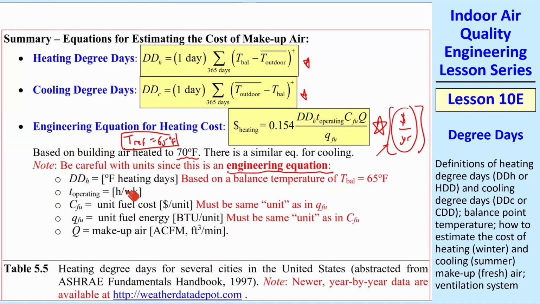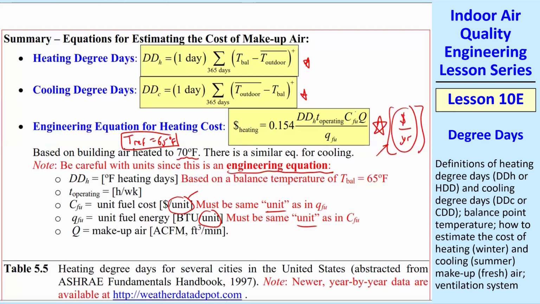T operating is the number of hours per week, and that's often 24/7, 7 times 24 hours per week. But a business might only run their heating system during the day. C sub FU is the unit fuel cost, dollars per unit, and then QFU is the unit fuel energy, BTU per unit. And it's absolutely critical that these two units must be the same in QFU and CFU, otherwise the equation won't work. They have to cancel each other out, in other words.